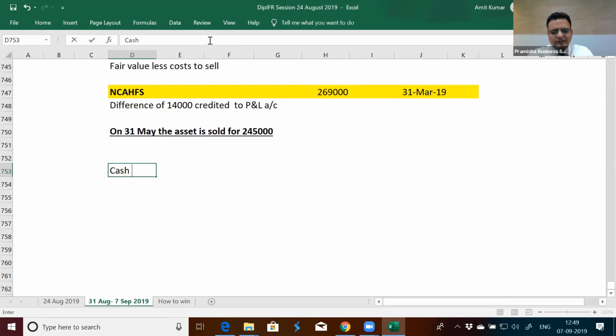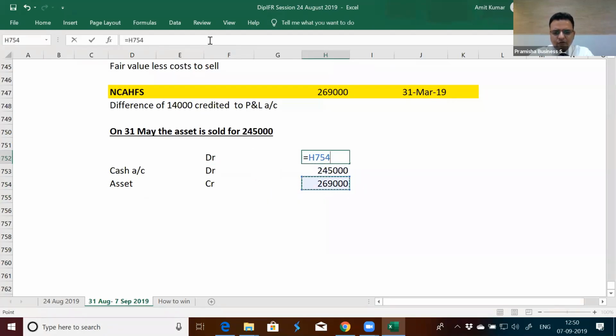On 31st May, asset is sold for 245,000. So we'll record cash account, debit, 245,000. Non-current asset held for sale was at 269,000. Credit, asset, 269,000. Difference, charge to P&L, 269 minus 245.